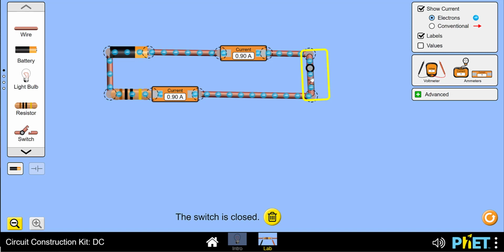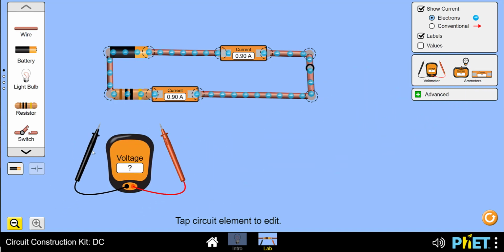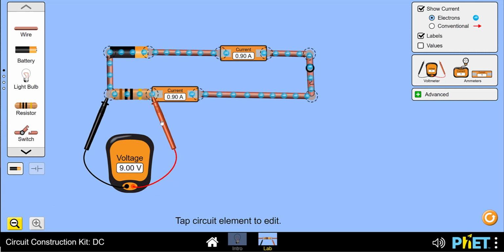If we connect the switch, we see a current of 0.9 amps flows through the circuit. We can choose to see conventional current flowing out of the positive terminal, or look at electron flow that flows out of the negative terminal of the battery. We can also measure the voltage across the resistor, and we find that this is 9 volts.